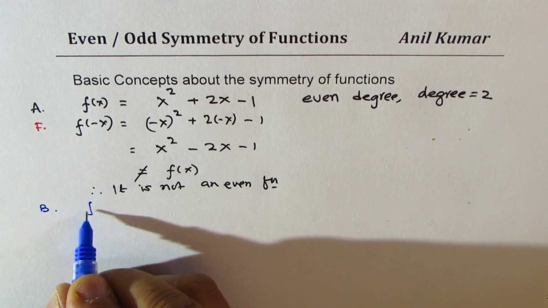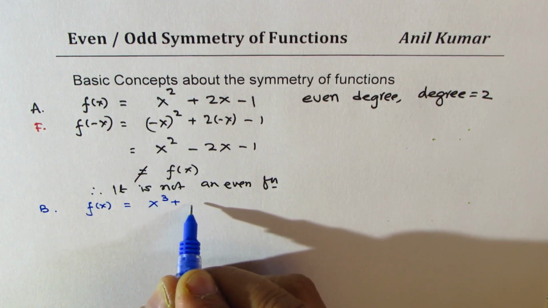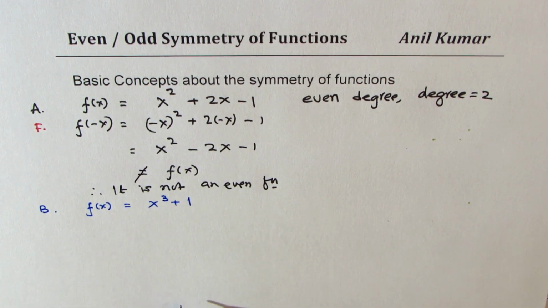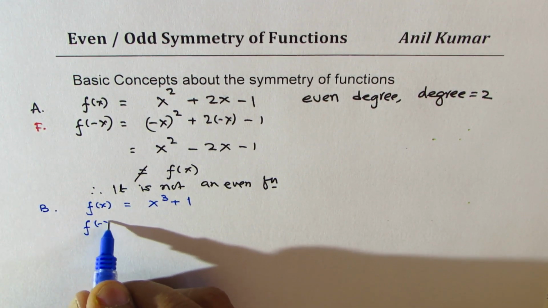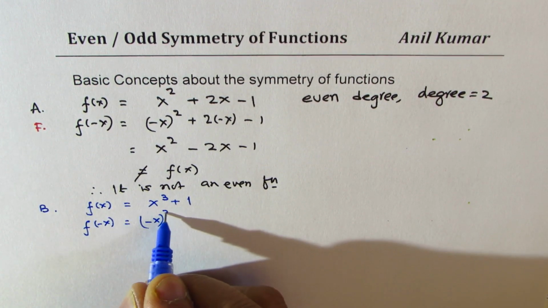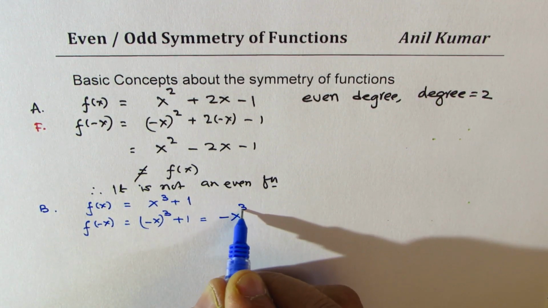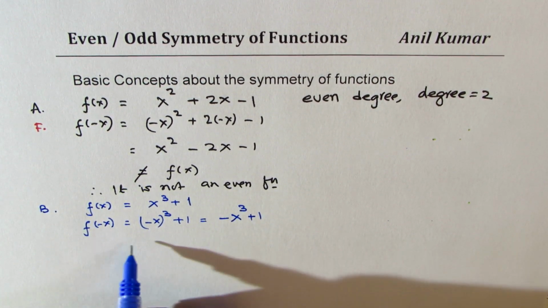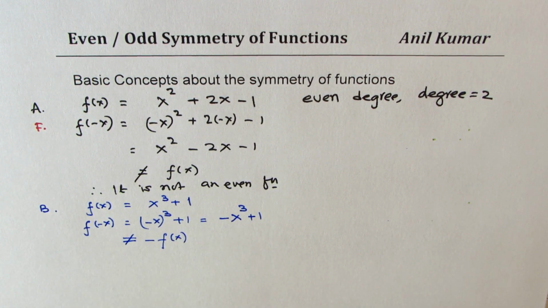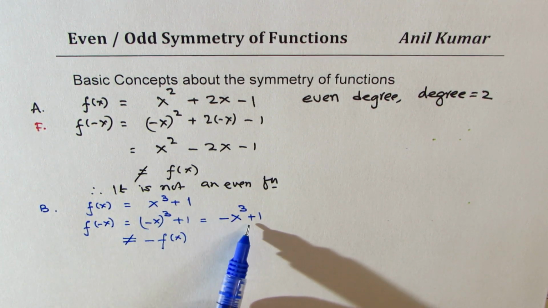Let's take an odd function. So we'll take an example like x cubed plus, let's say, plus 1. Now what is f of minus x equal to? F of minus x is minus x whole cube plus 1, which is minus of x cubed plus 1. Now this is not equal to negative of f of x, correct? Negative of f of x is both negative, but this is not both negative.